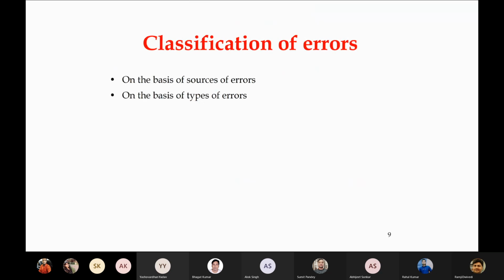Okay, coming back to the error part. Before dealing with the removal of those errors, we need to understand what types of errors there are in the system, what their properties are, and what the classification of these so-called errors is. So there are two types of classification: one on the basis of the source of errors, and another on the basis of the types of errors. Okay.